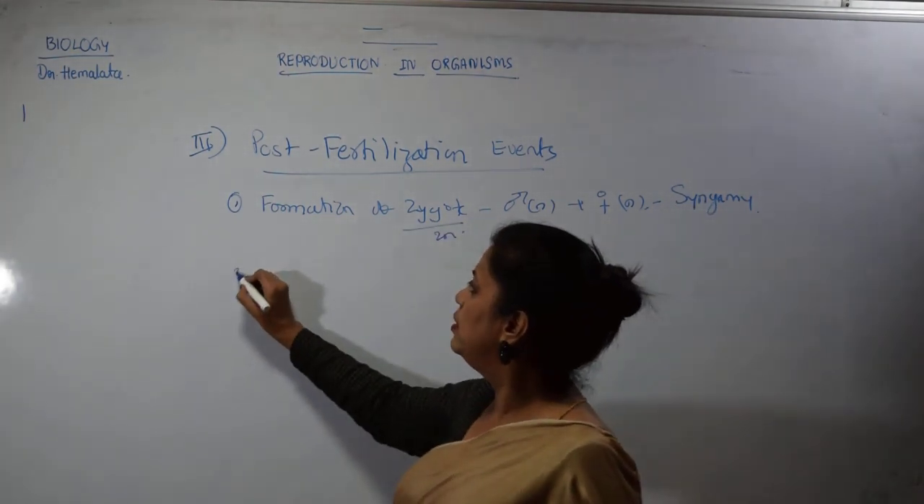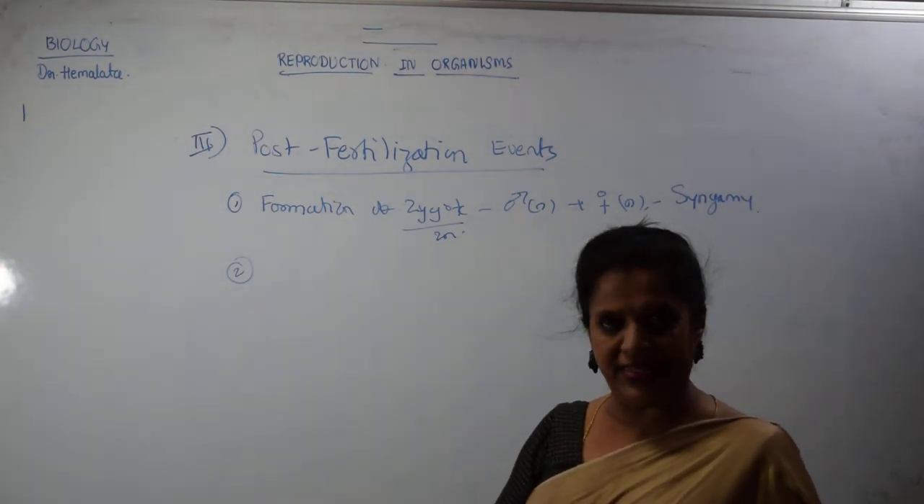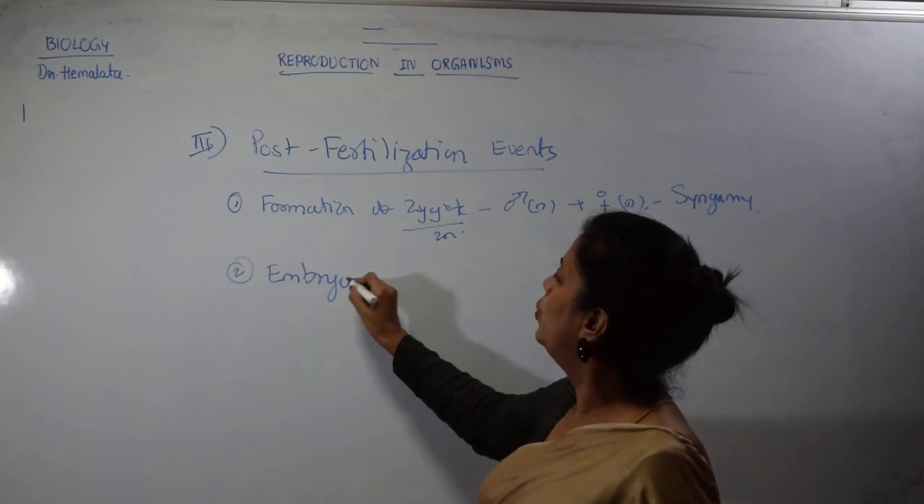What happens next is further development of the zygote. We call it embryogenesis. So the second event is embryogenesis.